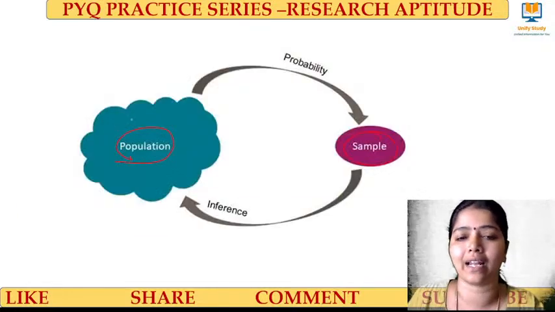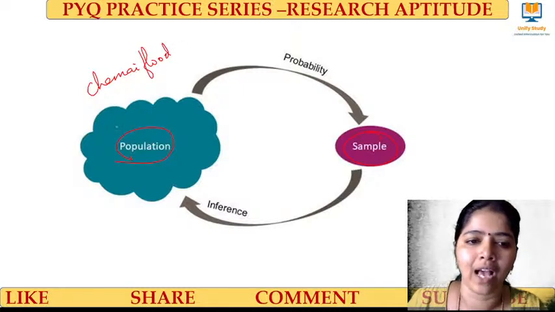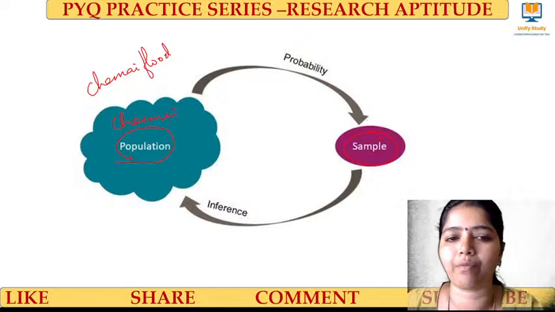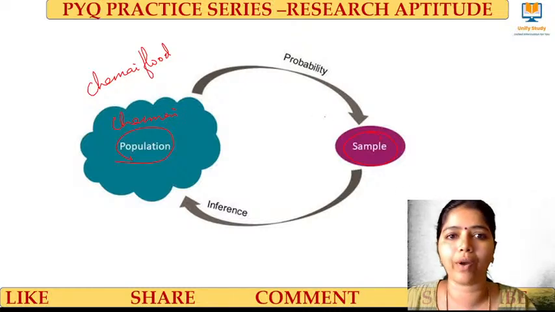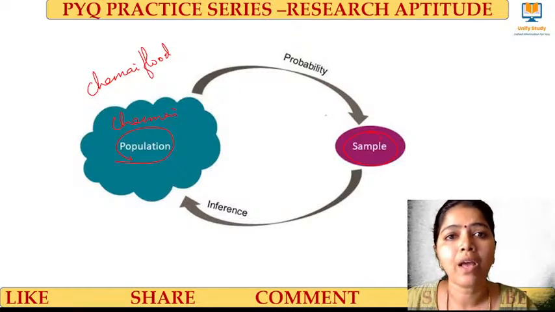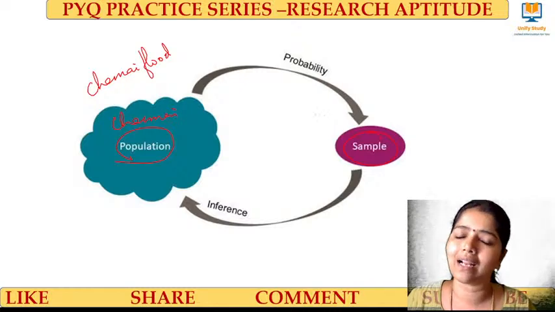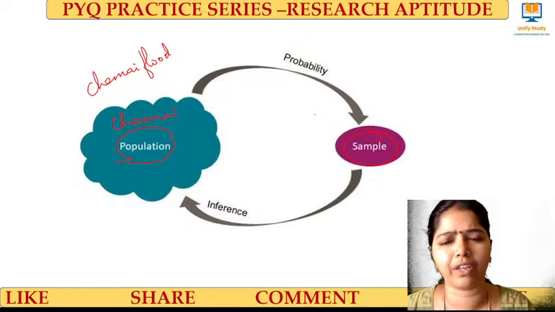It's called sampling error. If I want to know about the Chennai flood, the population is nothing but the Chennai people, but I'm getting the sample from whom? Those who have not been affected by the flood. I'm not going and getting data from where the people have been affected. I'm getting data from where people have not been affected, and they will say there is no problem, only a power cut. There are only very few problems.